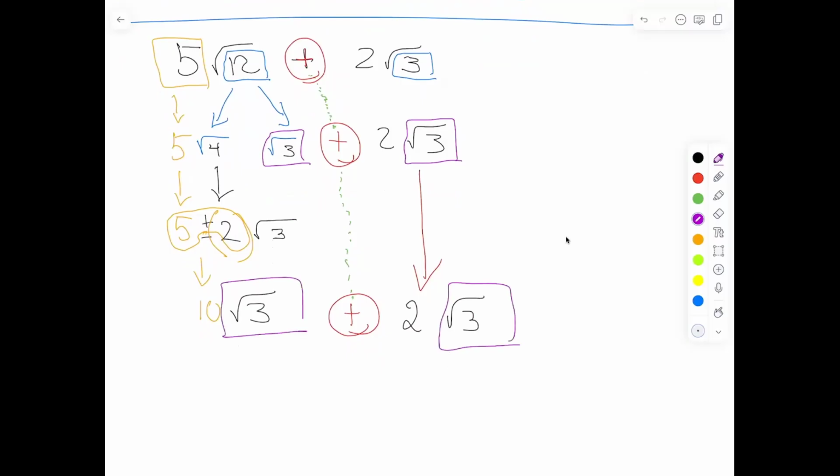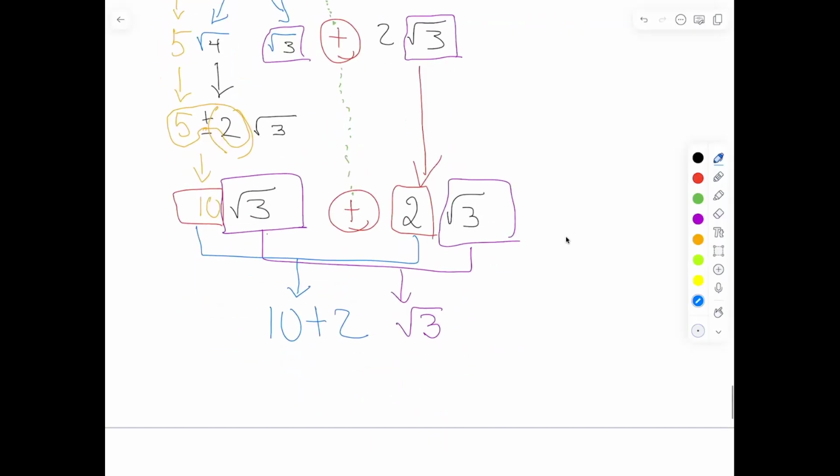Do I have the same radical sign? Yep. Since I have the same radical sign, I'm going to bring the radical sign down. Do I have a value that now I can add to each other? Which is 12, 10 and 2. Can I add these together? Yeah, I sure can. This is going to become 12, and I keep my radical 3.